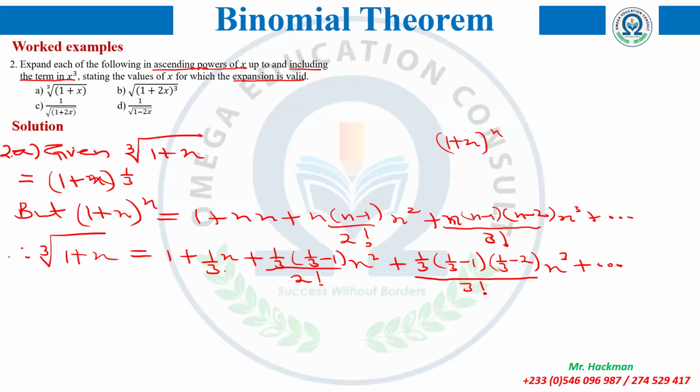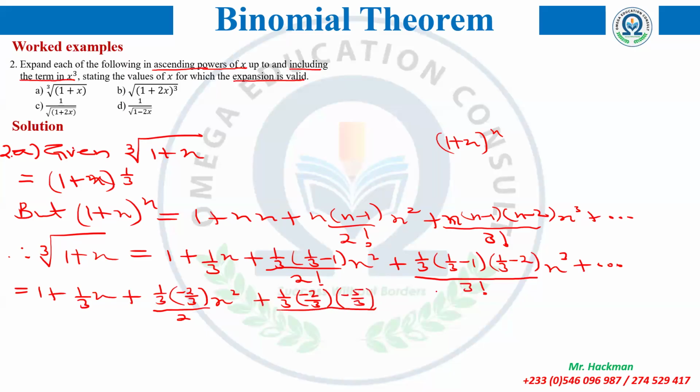So now I know this cannot be my final answer, so I'm going to write equal to. There's still work to be done. So I will get 1 plus 1 over 3 x, the first two terms intact. We are going to work on the other terms because you can see the brackets there. So we are going to get plus 1 over 3 into 1 over 3 minus 1, which will give us negative 2 on 3, all over 2 factorial, which is 2. Then x squared, then plus 1 over 3 into negative 2 on 3 and 1 over 3 minus 2, which will give you negative 5 on 3, then all over 3 factorial, which is 6. Then your x cubed. Is that clear?